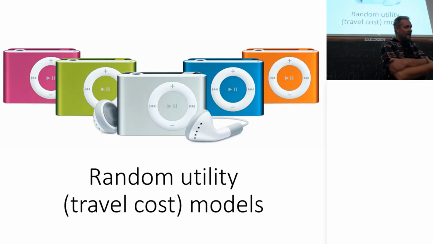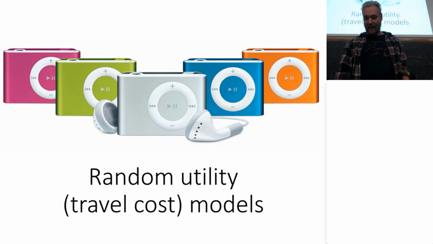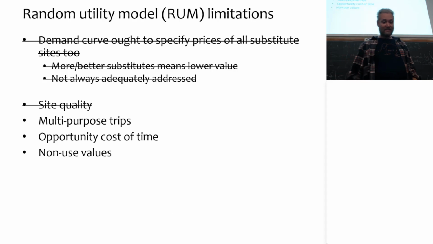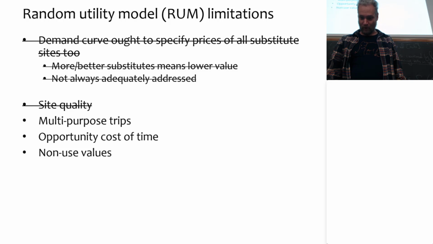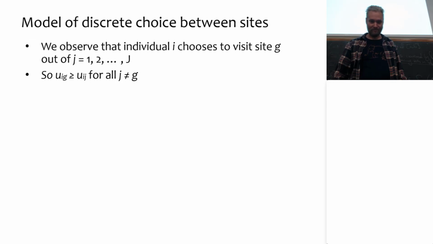Multiple sites. So what can you do with random utility models? These are the limitations of random utility models, but site quality can be brought into play with these models, and substitutes can be brought into play with these type of models.